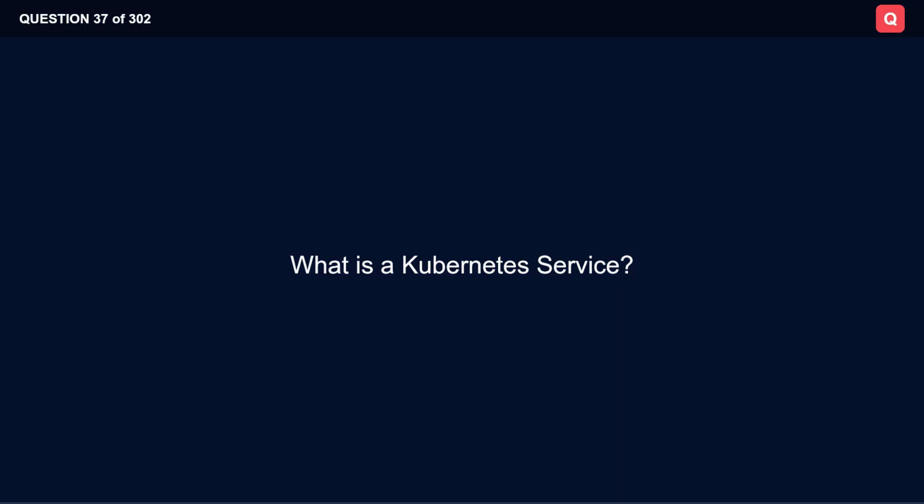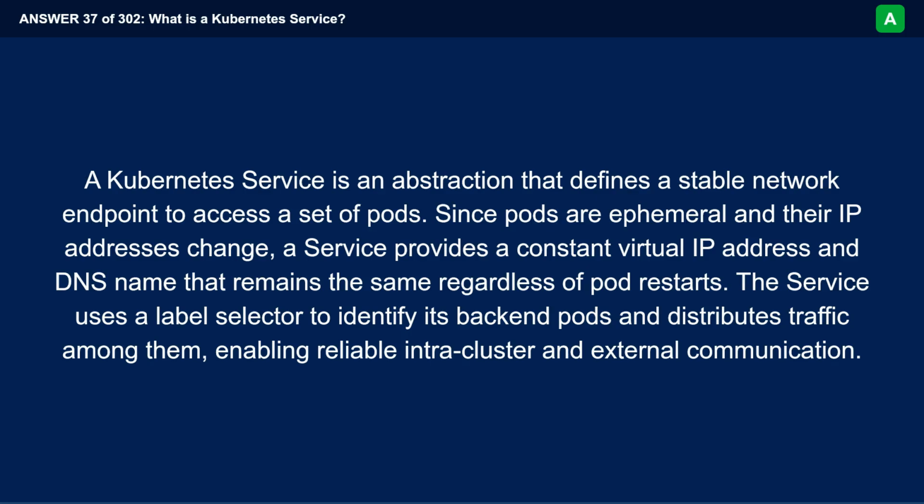What is a Kubernetes service? A Kubernetes service is an abstraction that defines a stable network endpoint to access a set of pods. Since pods are ephemeral and their IP addresses change, a service provides a constant virtual IP address and DNS name that remains the same regardless of pod restarts. The service uses a label selector to identify its backend pods and distributes traffic among them, enabling reliable intracluster and external communication.